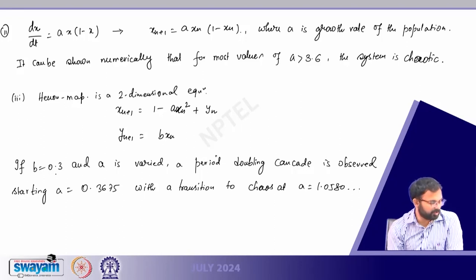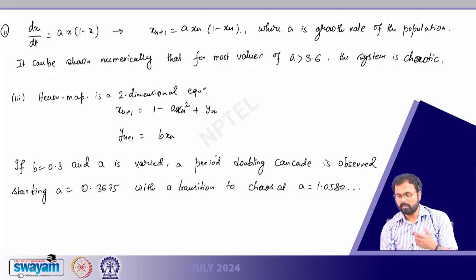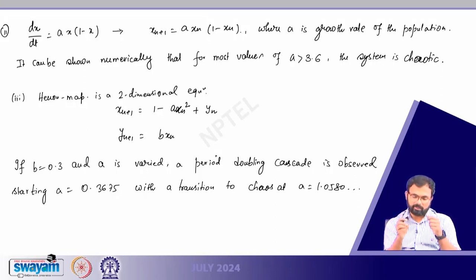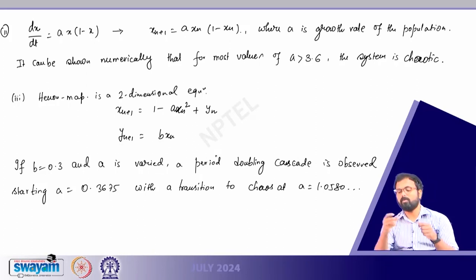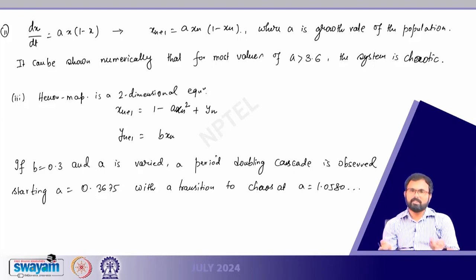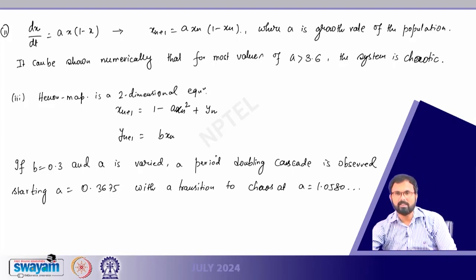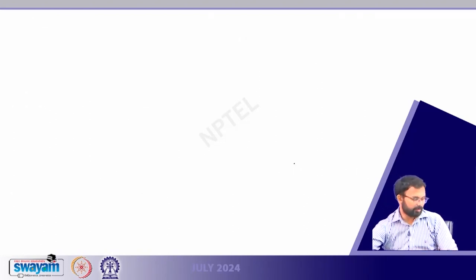So, we fix b equals 0.3 and a is varying. A period doubling cascade is obtained. That means the behavior of the solution will start changing immediately. And from a equals 0.3675 to a equals 1.0580, it will slowly transition from being stable to being a chaotic solution. Of course, this can be verified using some numerical schemes. We just want to state the behavior. Then there is one more example.